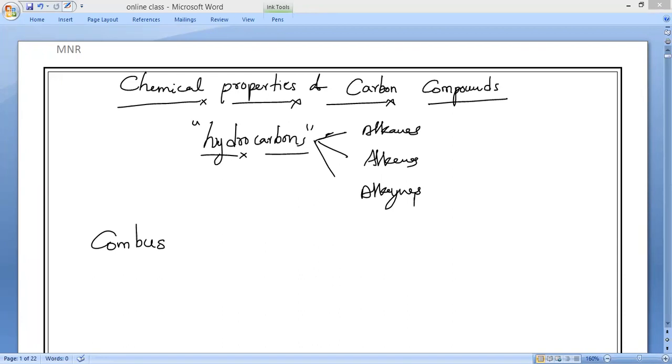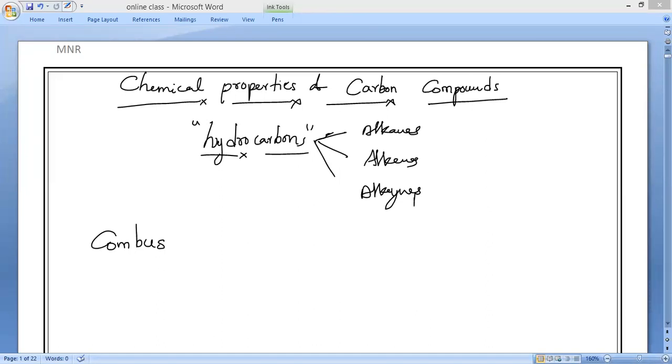Do you understand it? One minute, okay. Something, a notification, came; once it goes I will write it. That is what I am saying. Remember, this combustion reaction we can notice in both saturated and unsaturated hydrocarbons. That is what you have to remember first.